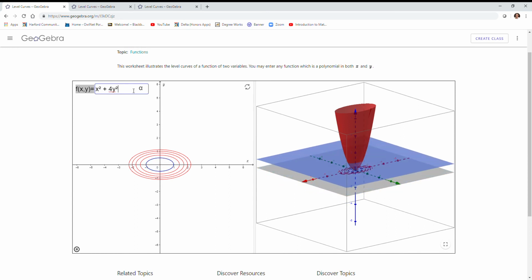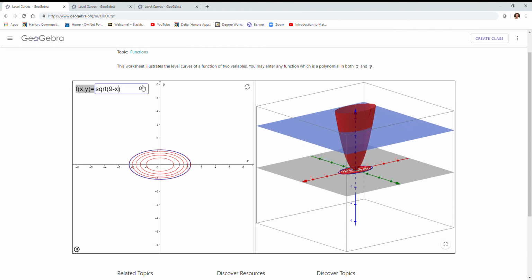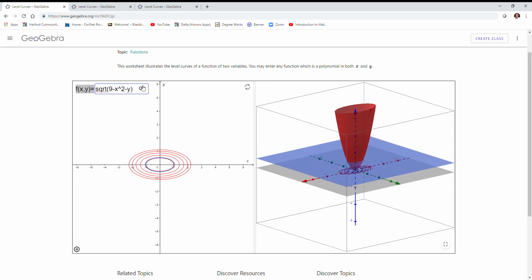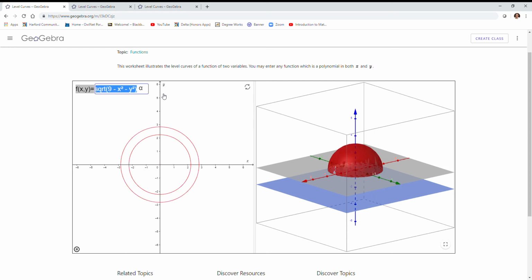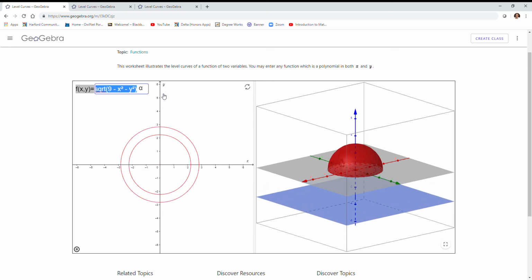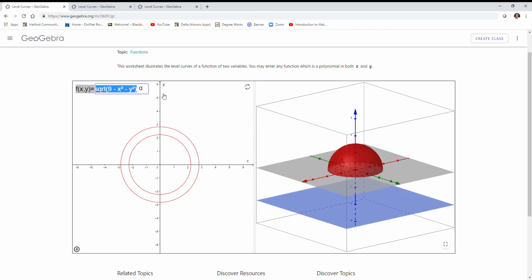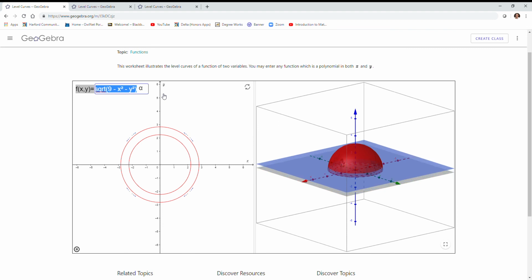Remember, we have some circles for this one. We had the square root of 9 minus x squared minus y squared. This was the last level curve that we plotted, and these were a bunch of circles. So let's go ahead and plot this. It does take a minute. All right, and we end up with not a sphere, but a semisphere. It's not plotting a lot of the level curves. In fact, there are a lot more level curves in this. I think we found maybe 2 or 3 of these. This just gives us a couple of them.